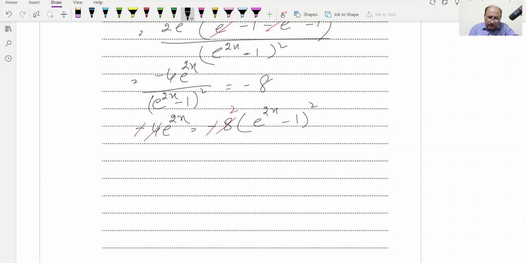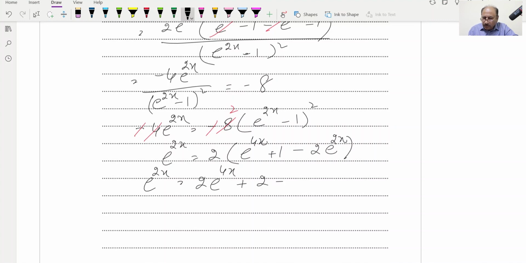We'll get 2 here, and this side will be e raised to the power 2x, and this will be equal to 2 into the square of this one, which will be a squared, so e raised to the power 4x plus b squared, so plus 1, and minus 2ab, so minus 2 e raised to the power 2x. And now we can open this, so it will be e raised to the power 2x is equal to 2 e raised to the power 4x plus 2 minus 4 e raised to the power 2x.